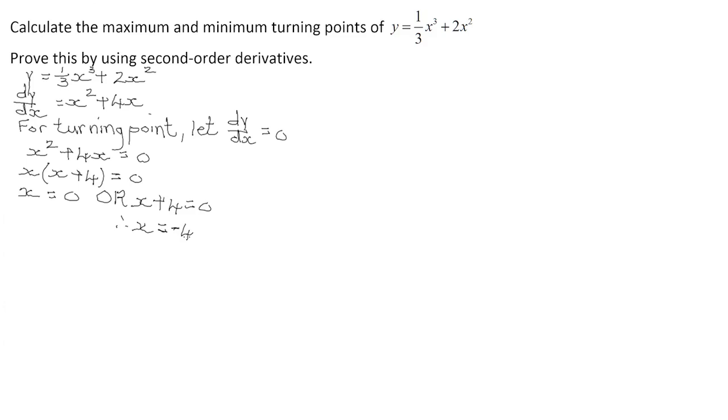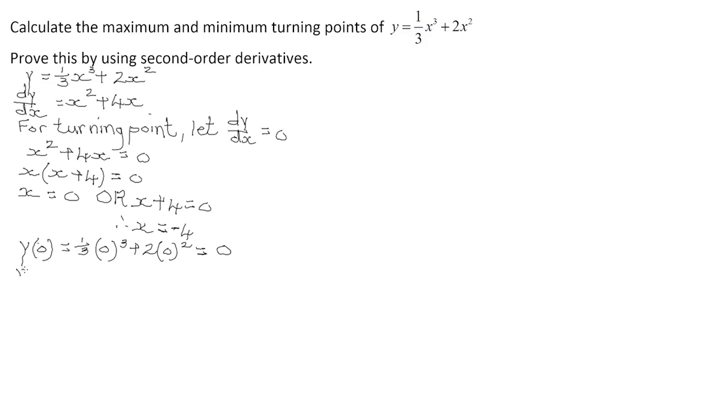Now we have your x values of your turning point. So how will you find your y values? By substituting these values into the initial equation. Therefore, y when x is 0 will be equal to, so that's a nice way of writing it. Now that means we're going to substitute x with 0. That's a third 0 cubed plus 2 times 0 squared, and you will agree with me, we got a value here of 0.